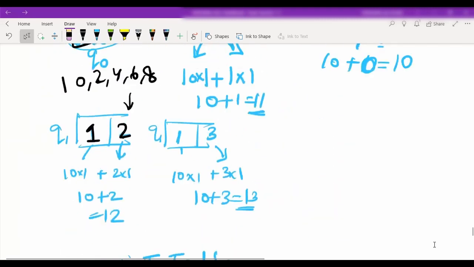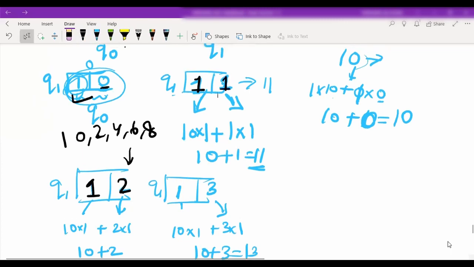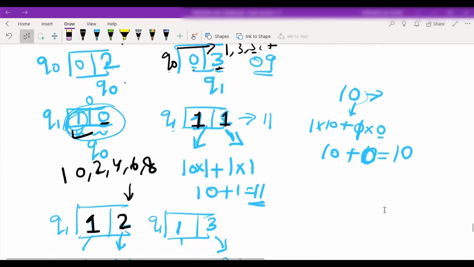Okay, now Q1 with 1. Q1 is nothing but the previous remainder 1, with an element from the set of remainder 1, that is 1, 3, 5, 7, 9. So the first digit is 1 and the second digit can be 1, 3, 5, 7 or 9. First digit is 1 and the next is 3, making number 13. First digit is 1, second is 5, making number 15. At the 10th place we have 1, at the unit place we have 7, so we make number 17.